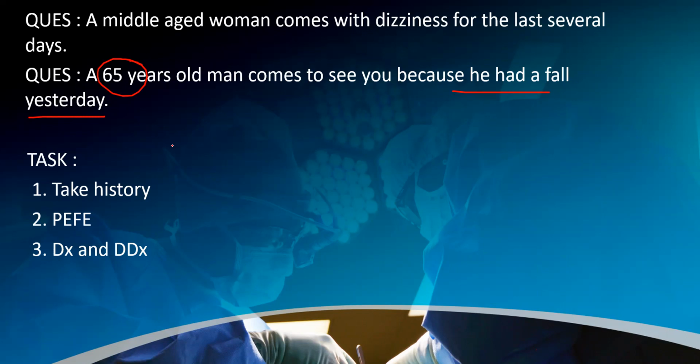Now, a postural hypotension case usually comes with feeling dizzy or lightheaded, or sometimes they come to you with a fall. A fall or dizziness also falls under the syncope cluster. You will follow the same cluster, same history format, nothing else. The differential diagnoses are also the same.